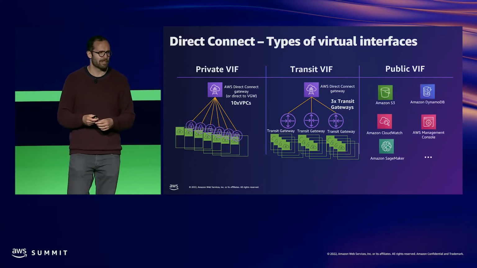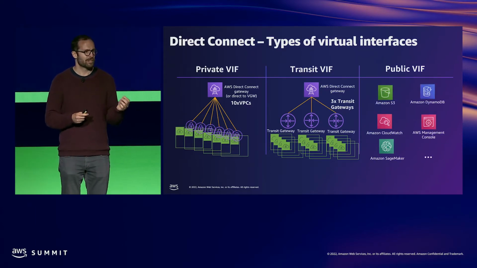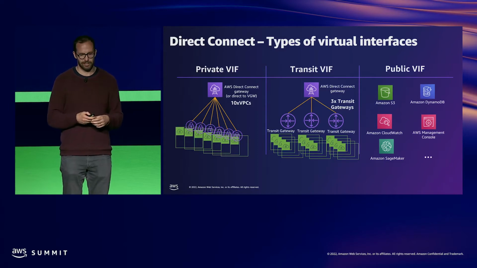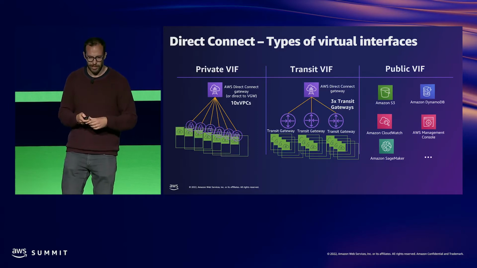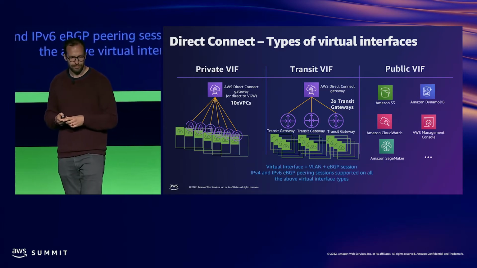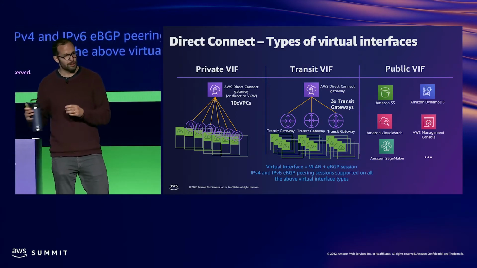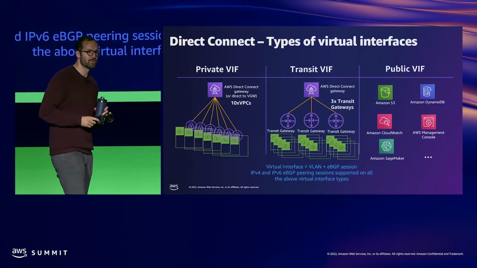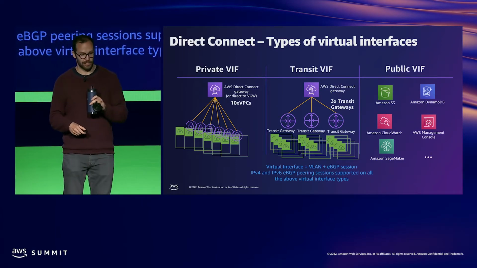And then finally, public VIF. Public VIF is when you're connecting to things that live outside of the private VPC space. So it could be services like Simple Storage Service, DynamoDB, NoSQL database, and so on. Each one of those, again, is a VLAN effectively and an eBGP session. And all of those support both IPv4 as well as IPv6 connectivity.